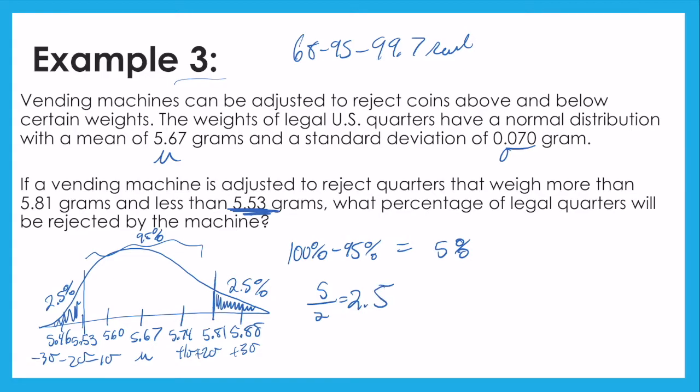I think vending machines have to be more accurate than this, though, because that means like 1 in 20 quarters would be rejected, which seems like a lot.